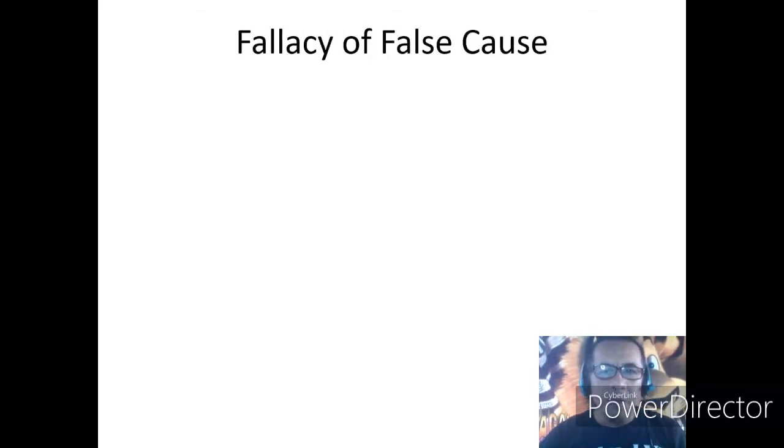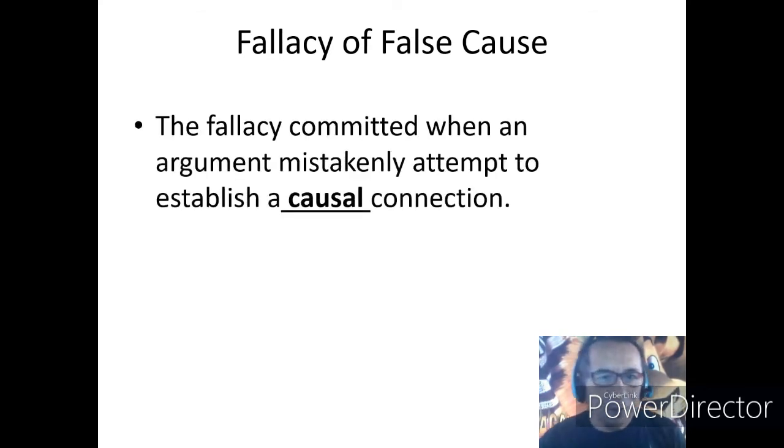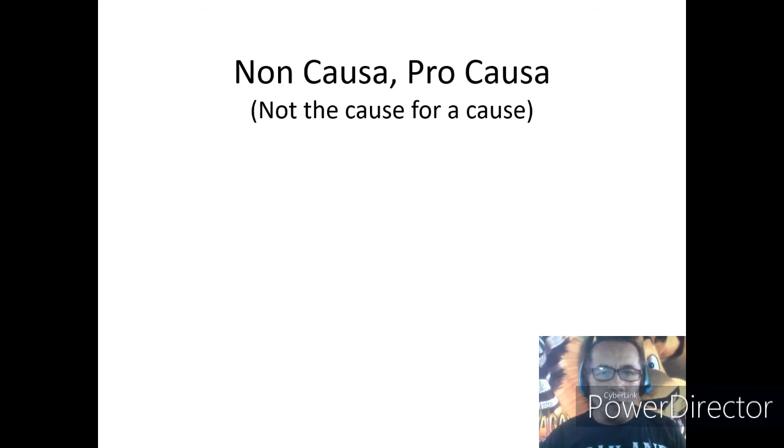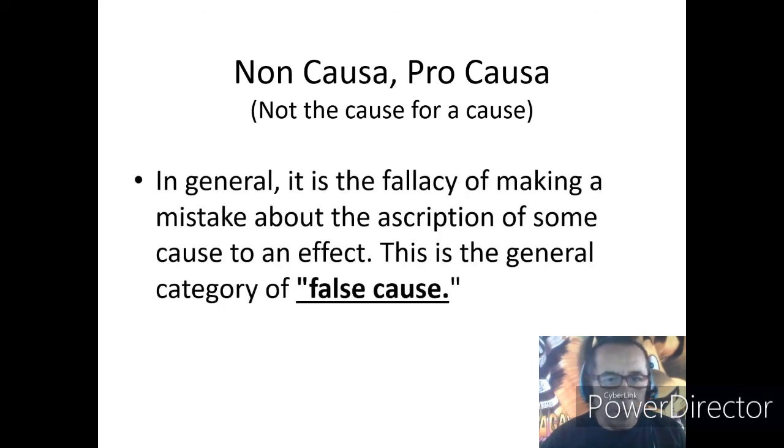Next is the fallacy of false cause. The fallacy committed when an argument mistakenly attempts to establish a causal connection, or in other words, the post hoc ergo propter hoc, non causa pro causa, or oversimplified cause. Next, let's go to the non causa pro causa, or in other words, not the cause or a cause. In general, it is a fallacy of making a mistake about the ascription of some cause to an effect. This is a general category of false cause.